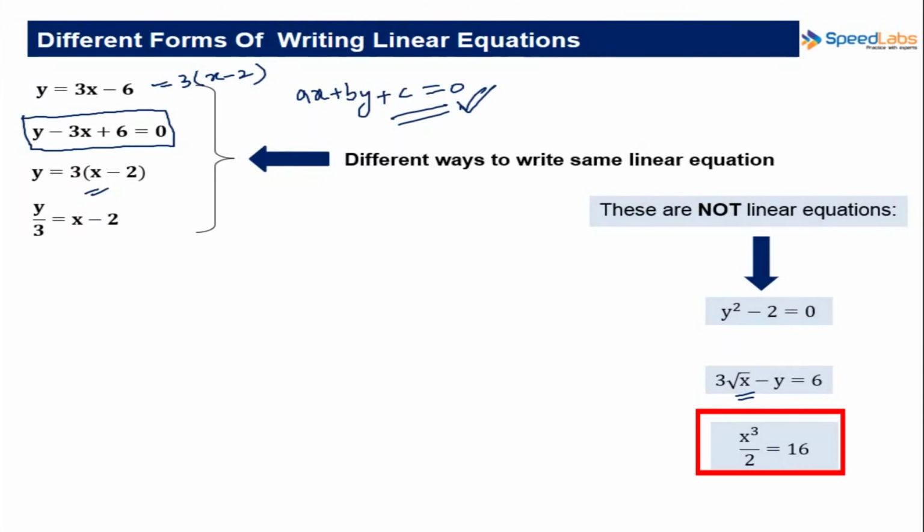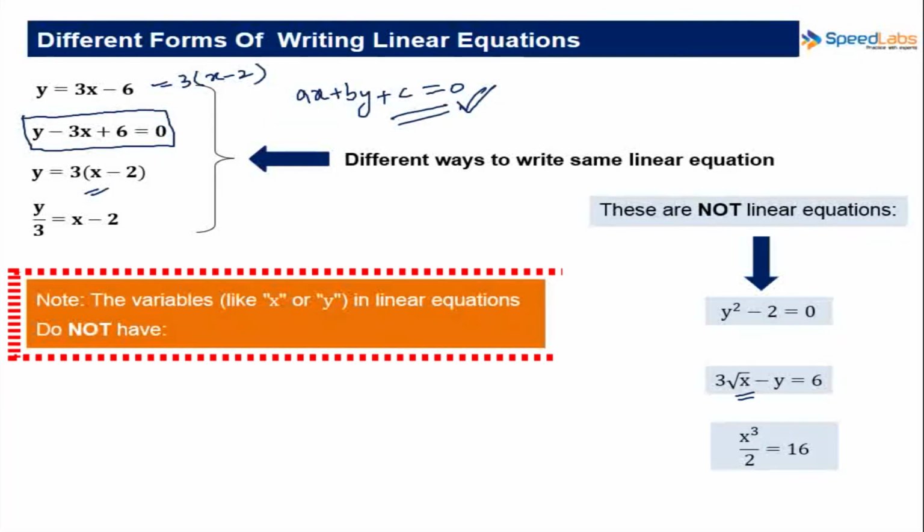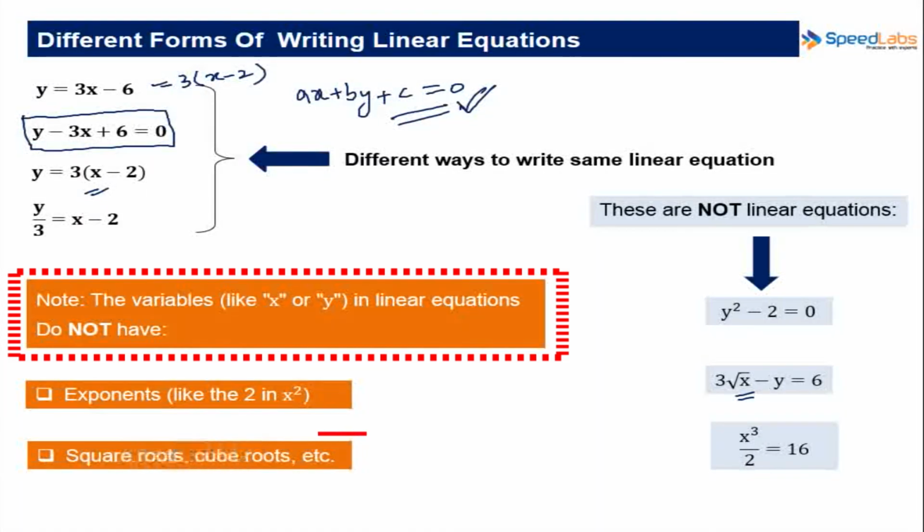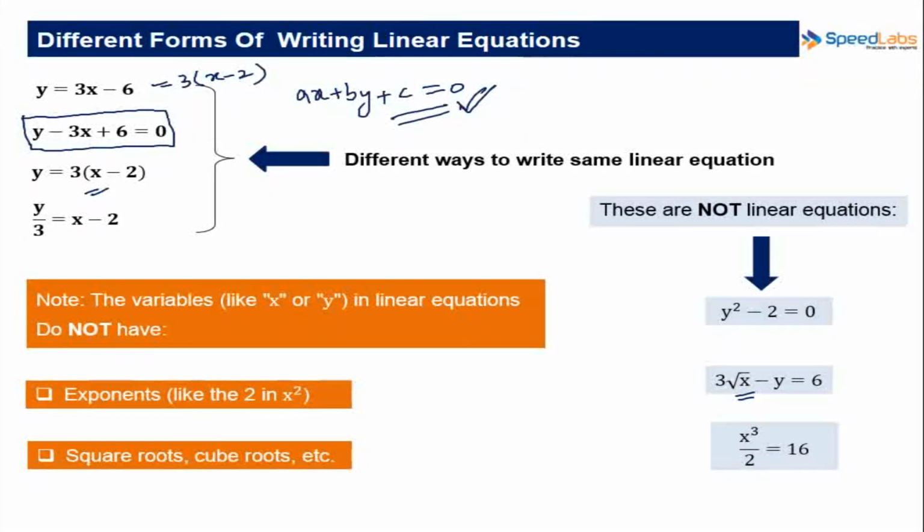Again this is not an example of a linear equation because in this case the power of x is 3. So whenever you have exponents in the power of x and y, or you have a square root or cube root, then that equation is not a linear equation. So for any equation to be a linear equation, the variable power should be 1 and 1 only. So be very precise while checking whether a given equation is a linear equation or not.